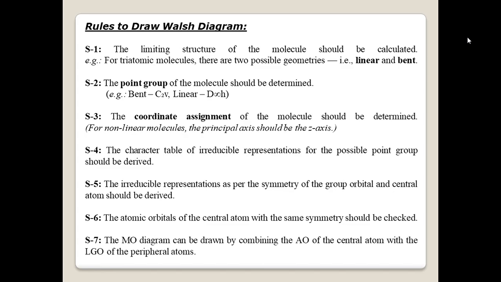So it is rule number 1. The limiting structure of the molecule should be calculated. For example, if you take the example of a triatomic molecule, there are two possible geometries, that is linear geometry and bent, right? Then come to rule number 2. The point group of the molecule should be determined. So for bent geometry, the point group will be C2v, and for linear geometry, the point group will be D∞h.